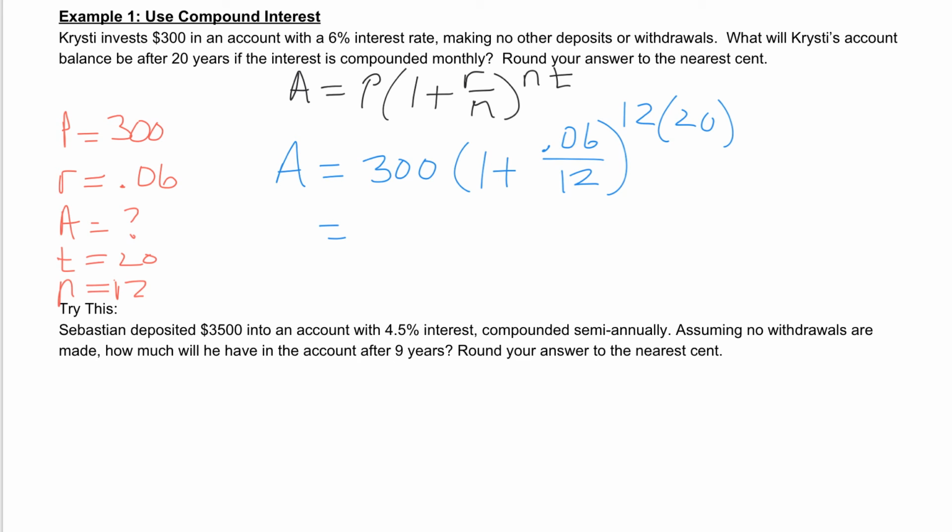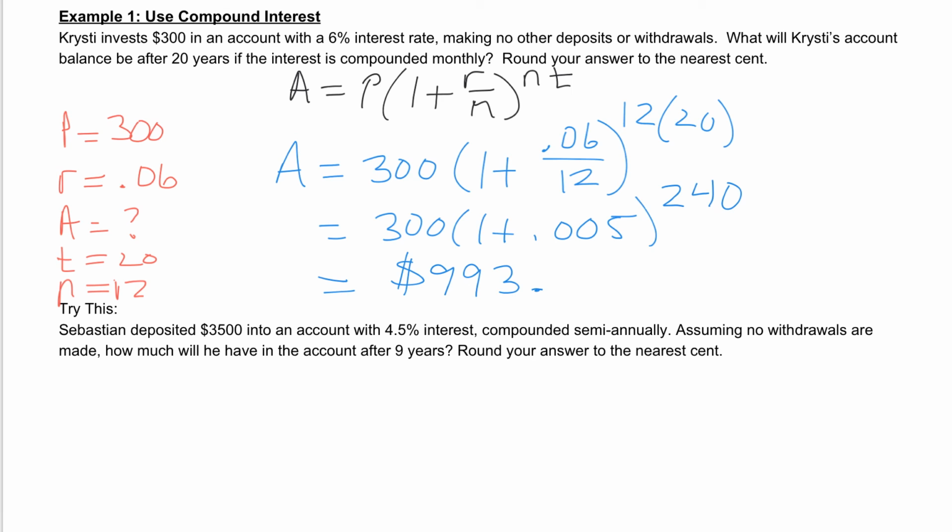So I'm going to go ahead and divide 0.06 by 12, and that gives me 300 times (1 plus 0.005). And I'm also going to multiply 12 by 20, and 12 by 20 is 240. Then this you can plug into your calculator. Rounding it to the nearest cent, you should get $993.06.